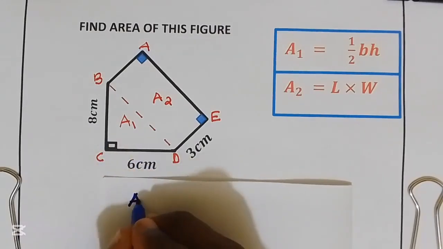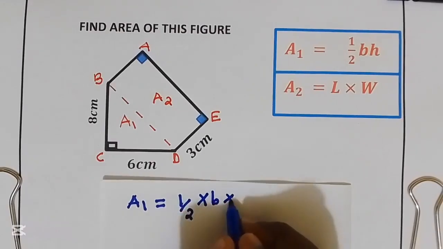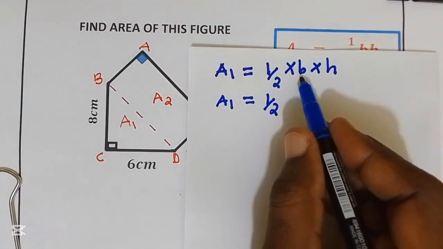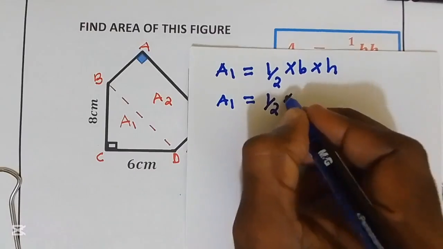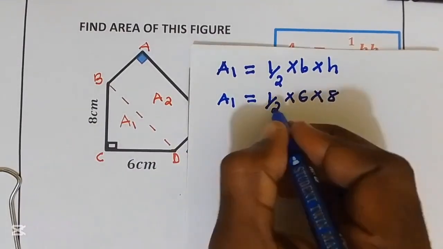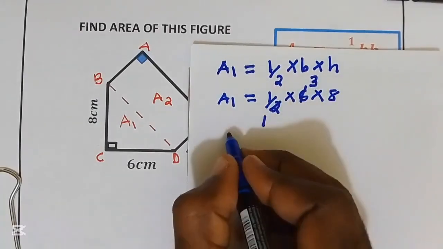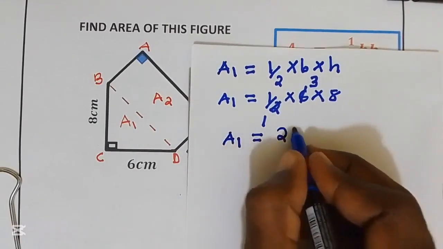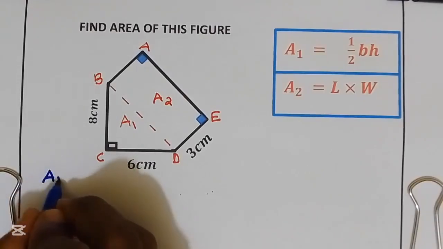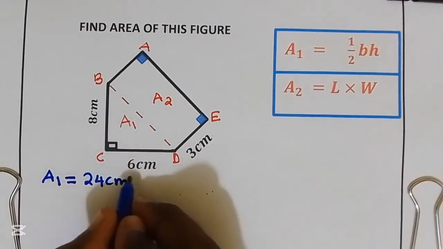So, area 1 is the area of a triangle, which is given by a half multiplied by base multiplied by height. Area 1 is equal to a half, our base is 6 centimeter, multiplied by 6, multiplied by our height, which is 8 centimeter, multiplied by 8. 2 into 6 gives 3, then 3 multiplied by 8, we get area 1 is equal to 24 centimeter square. So our area 1, which is the area of the triangle, is equal to 24 centimeter square.